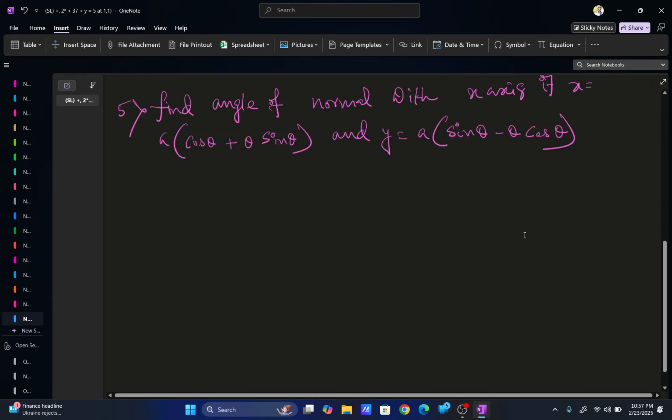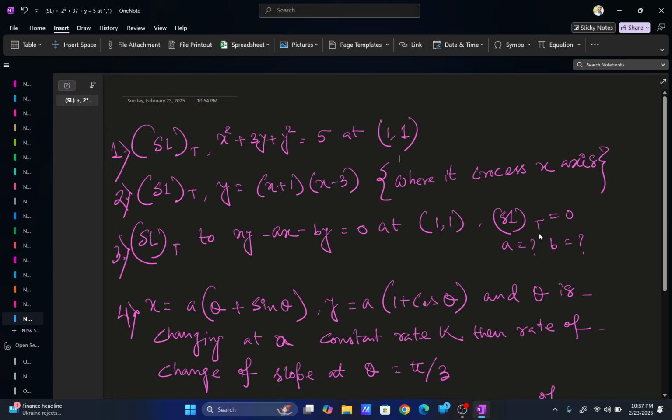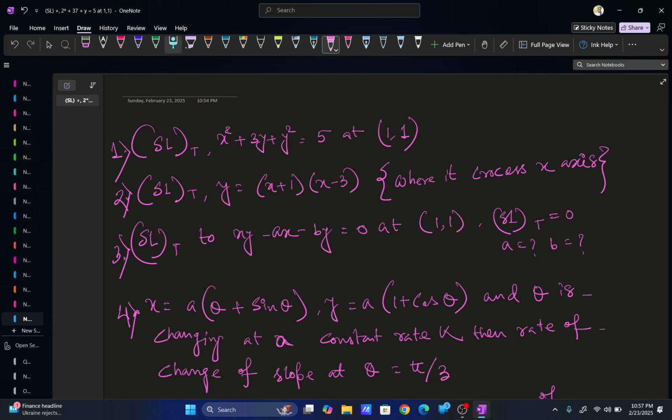At first we talk about question number one, which says: slope of tangent. The main curve is basically this one, and we find the slope of tangent of this particular curve. The given point is 1 comma 1. Then we start this question.